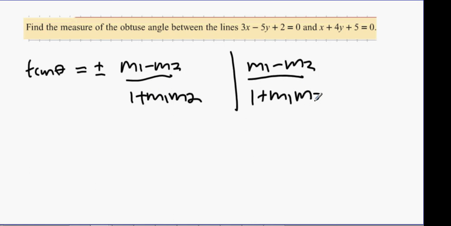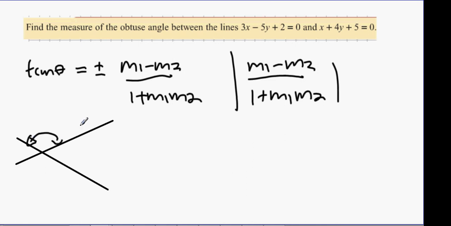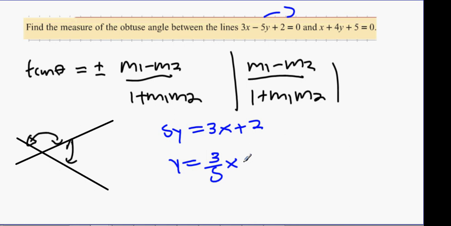Now, once again, two lines, each has a slope. We either want the obtuse angle, which is usually the negative version, or the acute angle, which is the positive version. So here's what happens. Step 1, find the slope of the two of these. Get y on its own. 5y moves over to your side. 5y equals 3x plus 2. Y equals 3 over 5 x plus 2 over 5. M equals 3 over 5, m1.